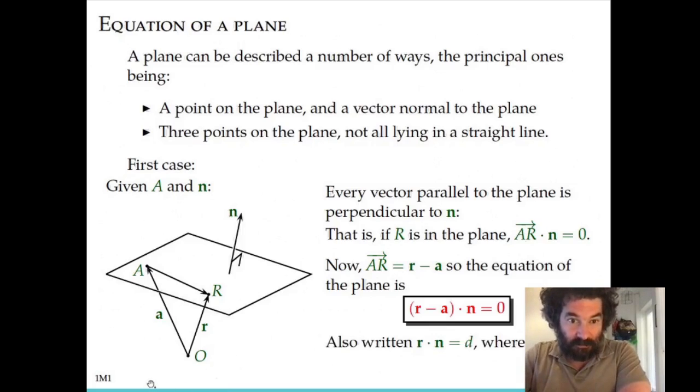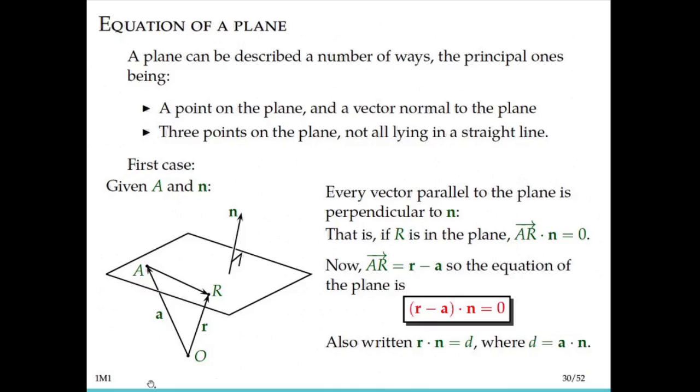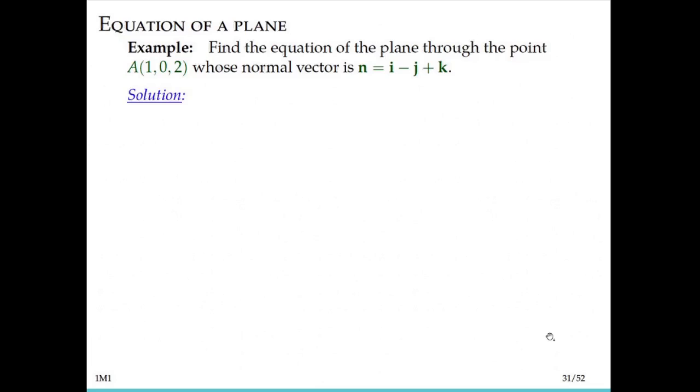Let me just get rid of myself so you can see. So if we move the A dot n, using the distributive law for the dot product, over to the other side of the equation, then you can also write the equation in this way. The dot product of R with n equals some scalar d, where d is the dot product of A with n.